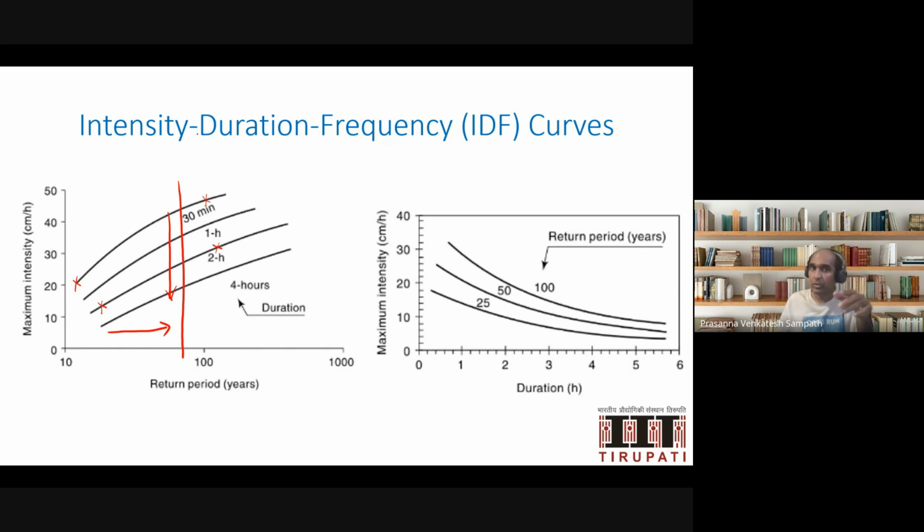Now, this would be true wherever I drew the line. Wherever I draw this vertical line, I can draw it at 20 years, I can draw it at 50 years, I can draw it at 200 years. Wherever I draw it, this pattern will be the same given the shape of this curve. Does this make sense?